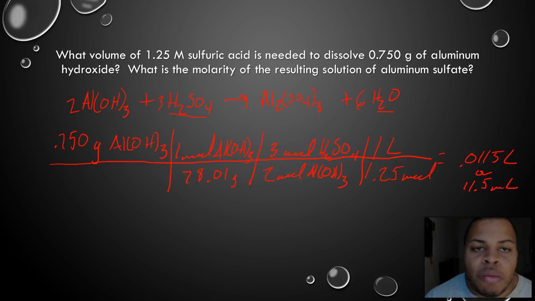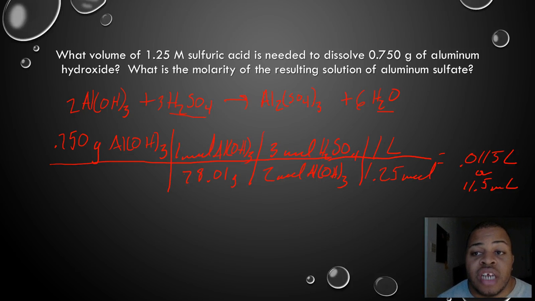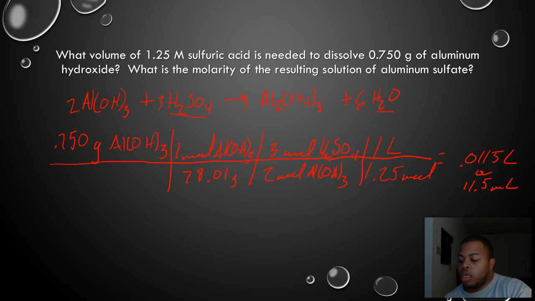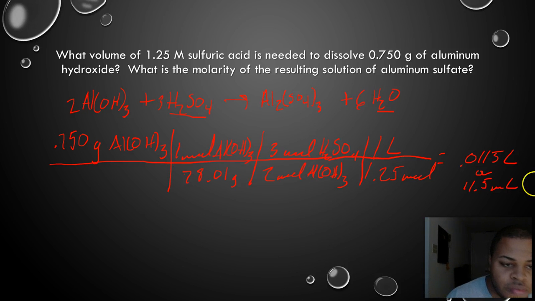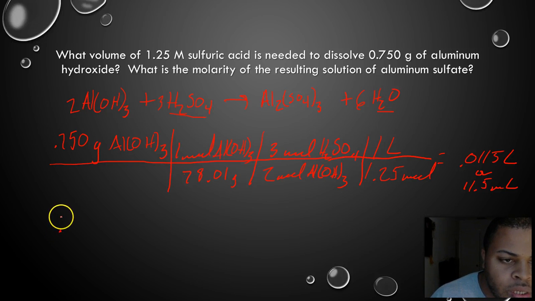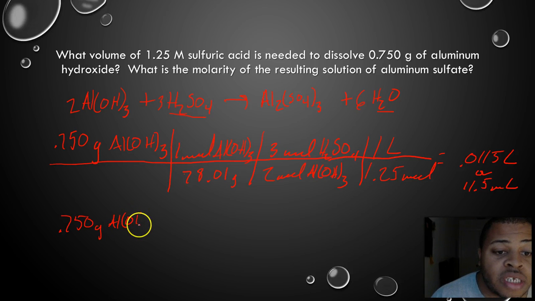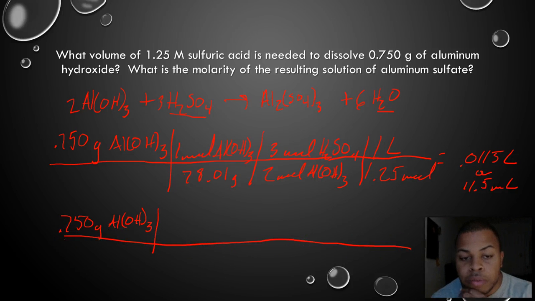This is how much of my 1.25 molar solution of sulfuric acid I would need to dissolve this much aluminum hydroxide. Now, there's another step that's actually asked here. Given the fact that we have the 0.75 grams of aluminum hydroxide, what will be the molarity of the resulting solution for aluminum sulfate? So, let's take a look at it. We started off with our 0.75, and I'm just going to go ahead and make another table. But now I'm going to compare the 0.75 grams of aluminum hydroxide to our aluminum sulfate.